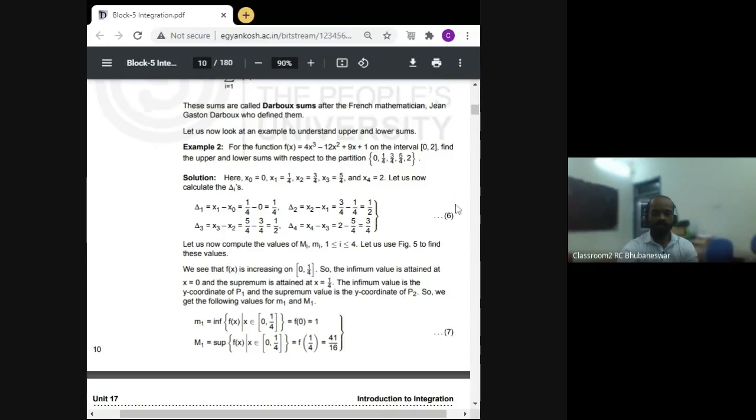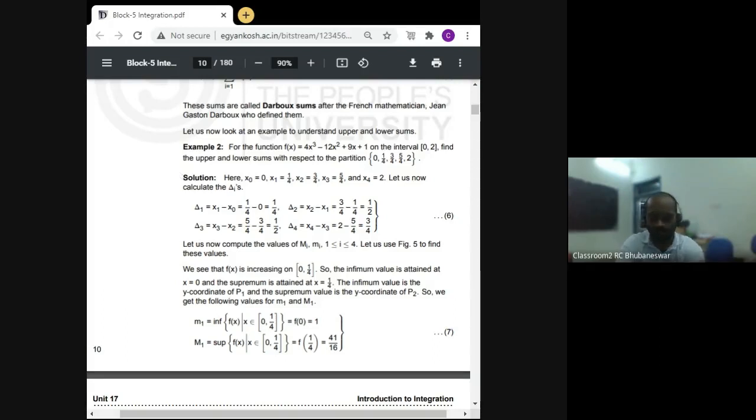Okay. Let us move to the example, and in that example we are going to discuss how we can use the upper Darboux and lower Darboux sums of a function in a certain interval. Here the function is given as a polynomial of degree 3, defined on the closed interval 0 to 2. Your question is that we have to estimate the upper and lower Darboux sums with respect to the partition.